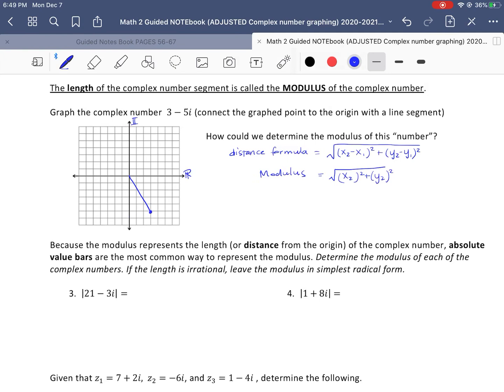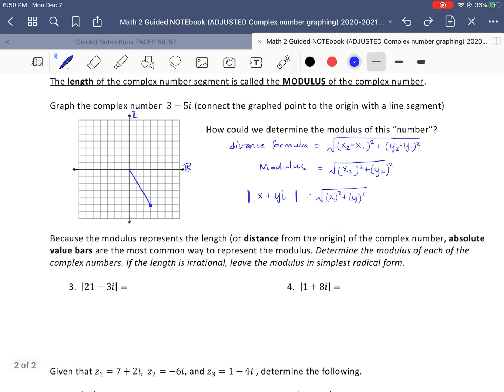But our modulus here, let me write this: absolute value bars are used to represent modulus because these represent distance from the origin. So if these are absolute value bars and I have x plus yi, a complex number, then I would write my modulus as the square root of whatever that x value is squared plus the y squared, and that would allow me to calculate that modulus. And we're going to leave it in exact radical form unless you're asked to round it. So if you can, you will simplify your radicals.